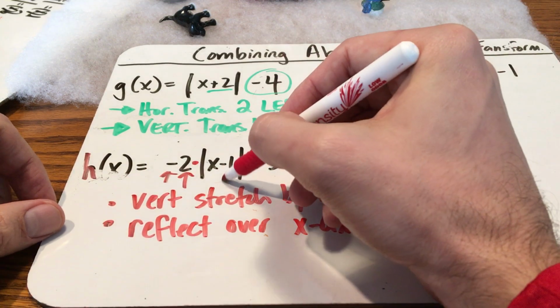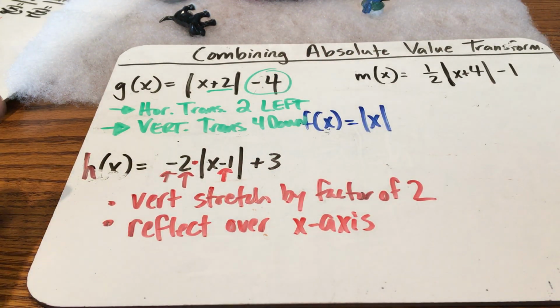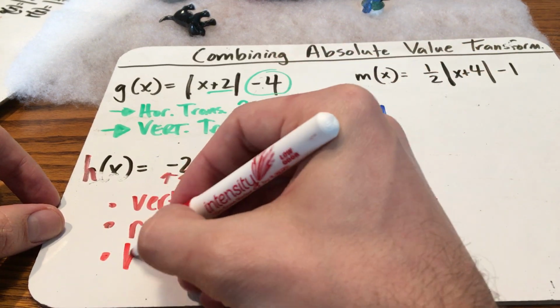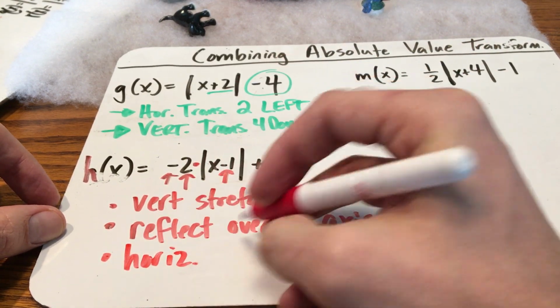They also have this -1 in the middle. What does the -1 in the middle say? -1 in the middle is a horizontal translation.